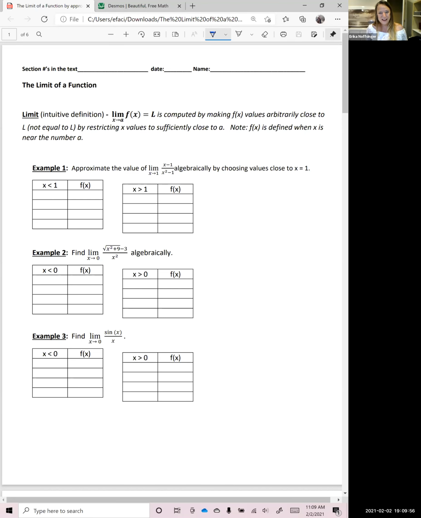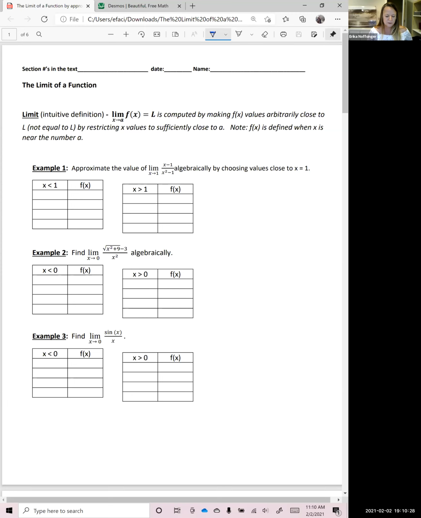Okay, so now we're going to take a look at limits, but with an algebraic approach, looking at it analytically: what's happening as we plug in numbers for x, or close to that x value we're looking at the limit of. So again, this is the intuitive definition of a limit. It's not really the formal definition of a limit, but don't worry about it. We won't get into that in this class. You need to just understand the intuitive definition.